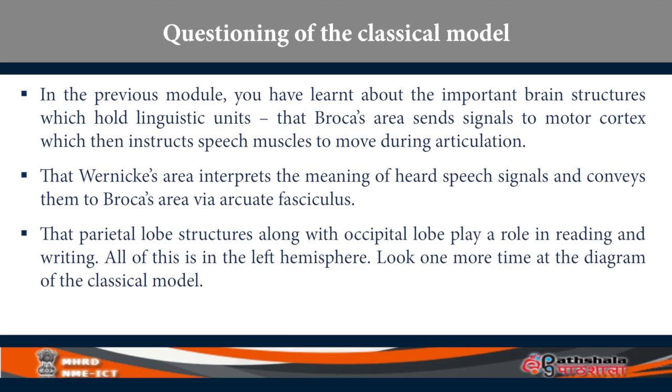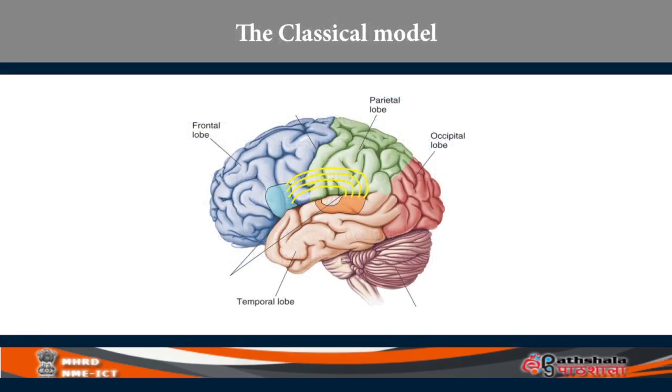See this typical picture of the classical model on the screen. You see in the frontal lobe, the light blue area is Broca's area. In the temporal lobe, that brownish area is Wernicke's area. They are connected with a band of fibers called the arcuate fasciculus, indicated here with yellow lines. So this is the classical model.